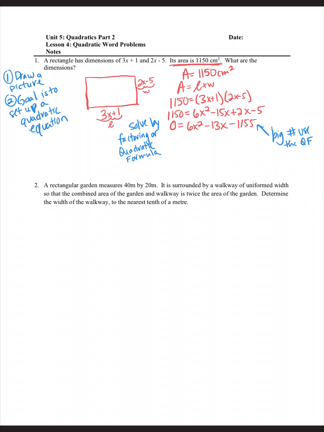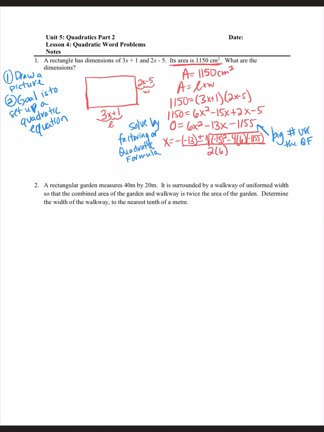Okay. So we're going to plug into x equals, and then we're going to have a negative 13, that's our b, plus or minus the square root of b squared. So that's going to be negative 13 squared minus 4 times my a value of 6 times my c value of 1155. Remember, you can't plug into this quadratic formula until it's in standard form. All of that's going to be over 2 times 6.